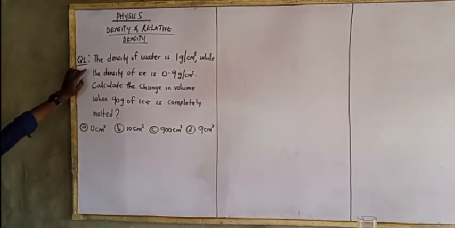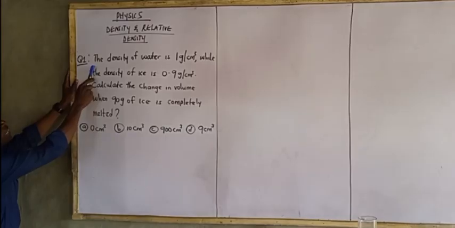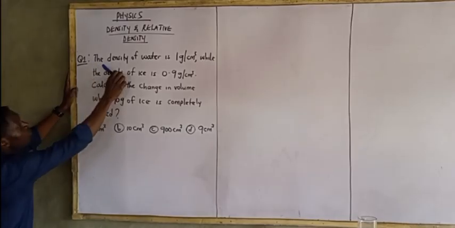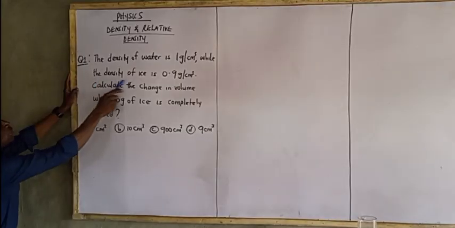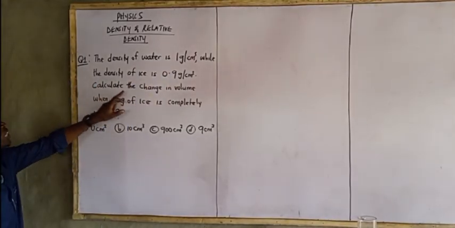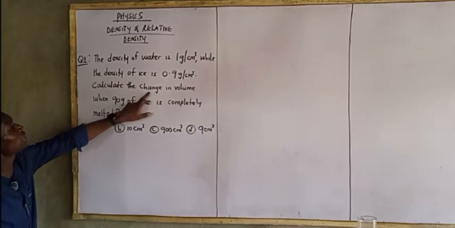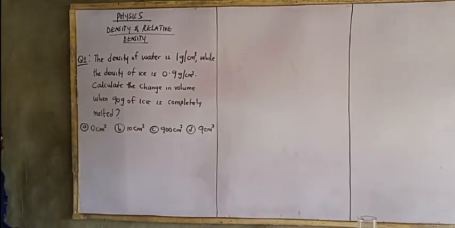Okay, now let's go solve this question, everybody. Now we have the question read. It says the density of water is 1 gram per cm cube, while the density of ice is 0.9 grams per cm cube. Calculate the change in volume when 90 grams of ice is completely melted.